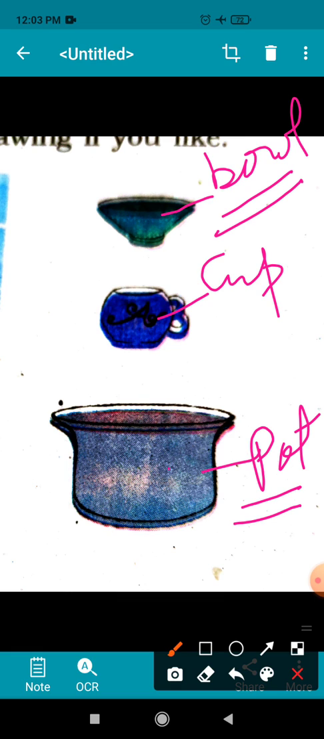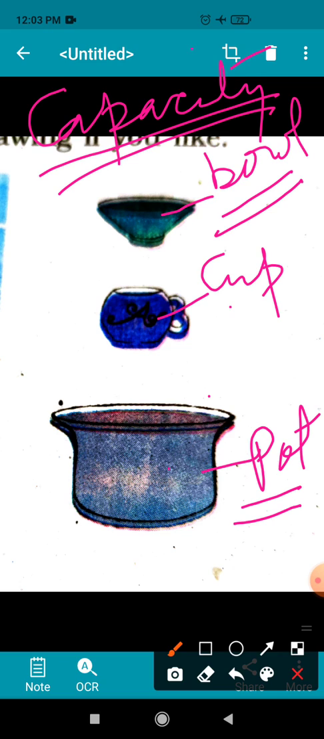So children, the amount of liquid that a container holds is known as its capacity, and in this lesson we will learn about capacity. Capacity means the amount of liquid that a container holds. Suppose this pot is filled with 5 cups of water, it means its capacity is 5 cups, right? But children, this is not the standard unit to measure capacity.